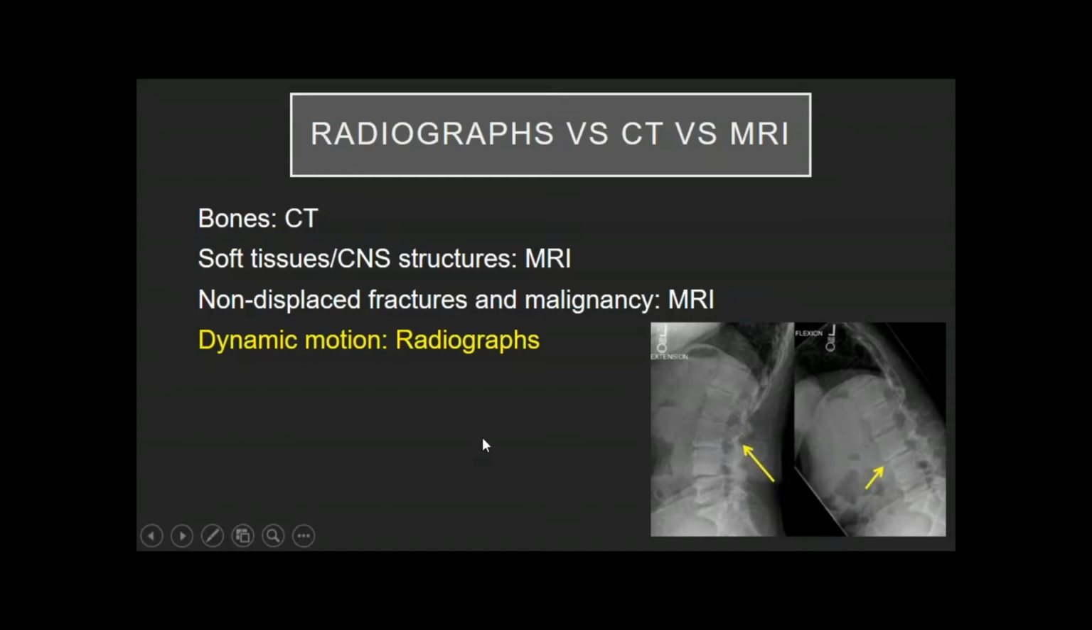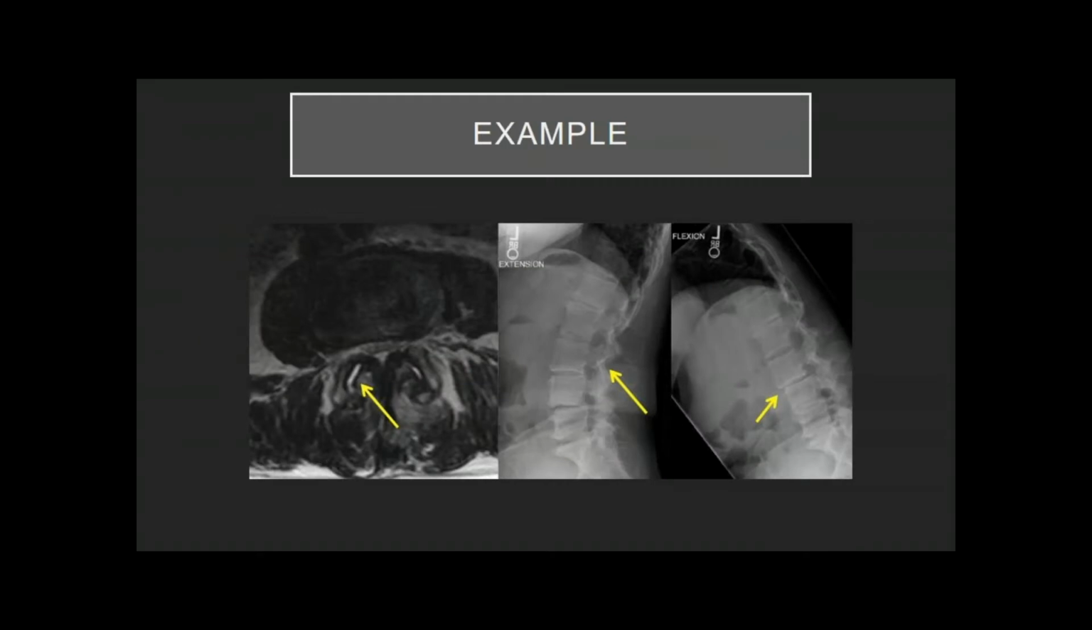And this is an example of what's called dynamic listhesis, which tells us that there is something wrong with the facet joints. On MRI, you're only going to get a static view. This person is lying on their back, and you can see small little effusions within the facet joints. But again, that doesn't tell you much. Once you stand the patient up and have them move around, the radiographs are incredibly helpful because now you're realizing, oh, this patient is actually having motion at this level, and you can see the motion on the radiograph.